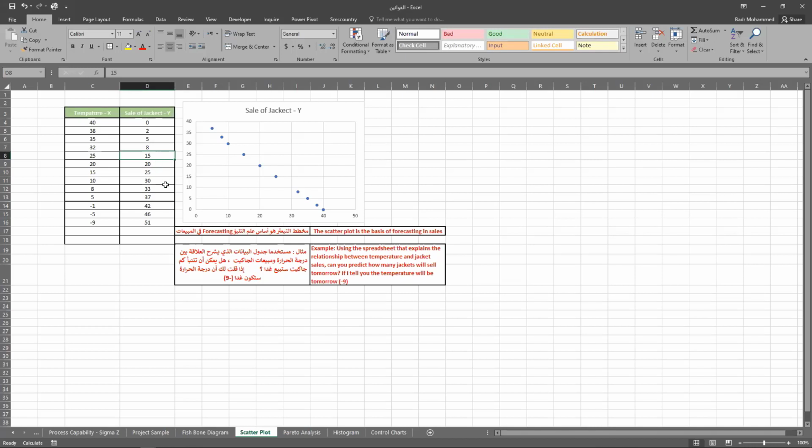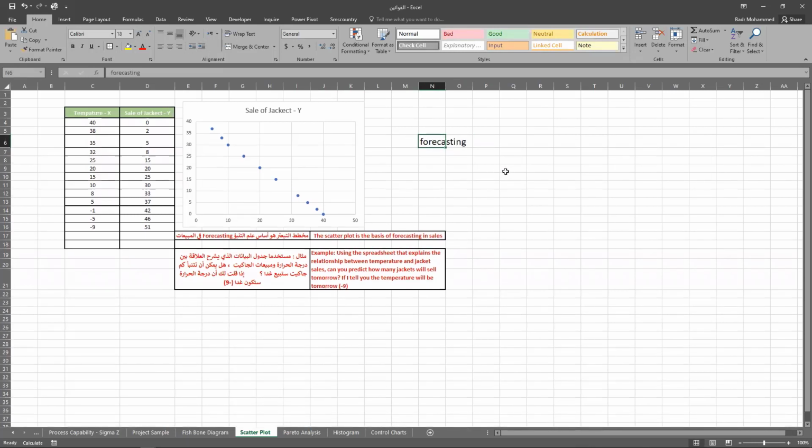So here is the question in the exam. This will always come. We are using the scatter plot for forecasting. Yes, you have to be careful with this one. The main thing we do in the scatter plot is forecasting. This will come definitely in the exam. We always use the scatter plot in order to forecast sales.